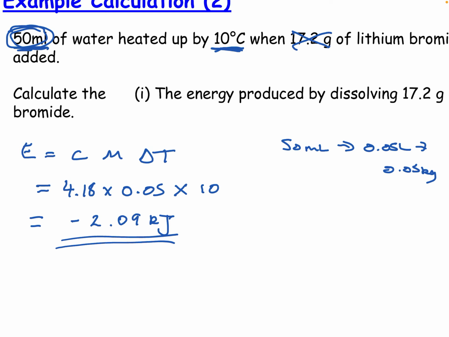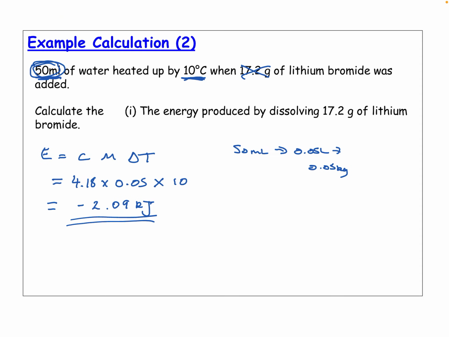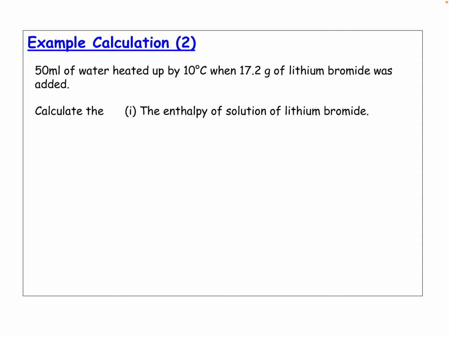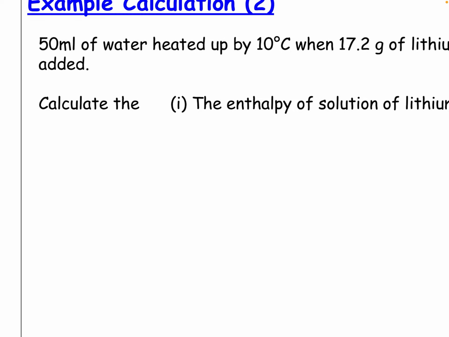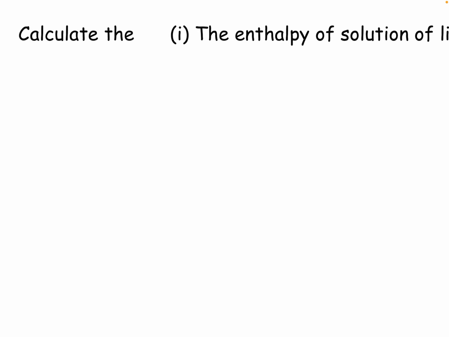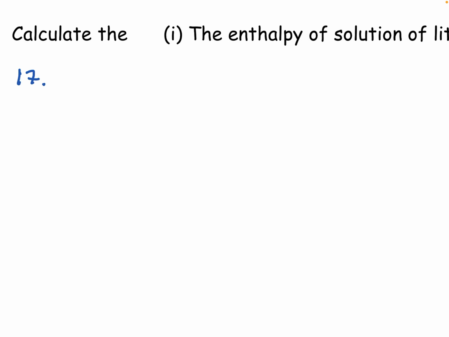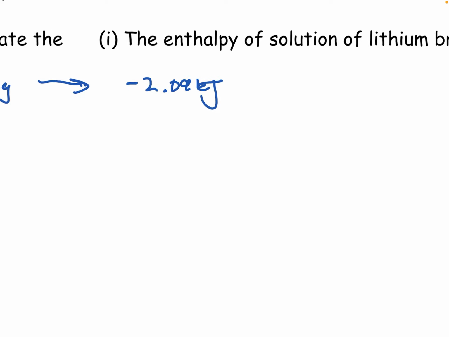So it's minus 2.09 kilojoules. Remember it's negative because the energy has been released to heat the water, so it's exothermic. Hopefully that makes sense. Let's move on to the next part. Let's work out the enthalpy. Okay, so we said that 17.2 grams of lithium bromide gave us minus 2.09 kilojoules of energy.